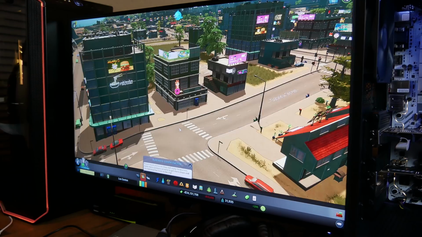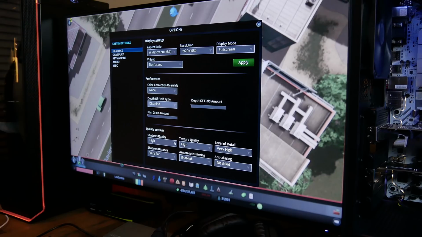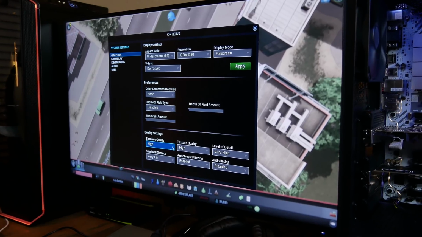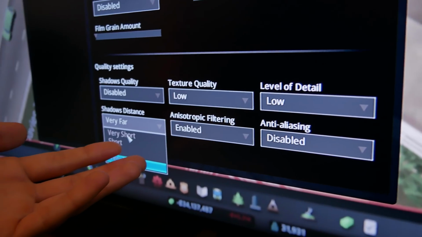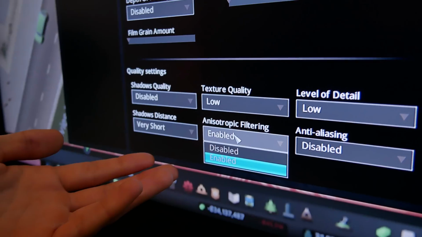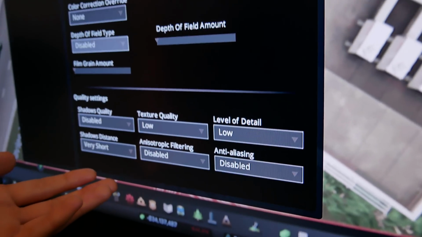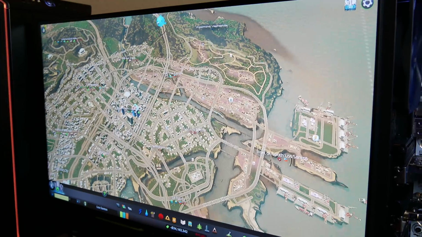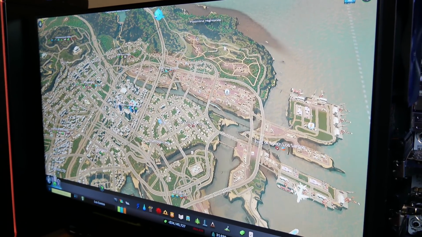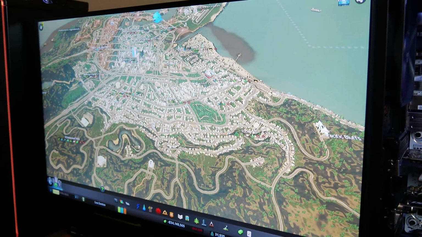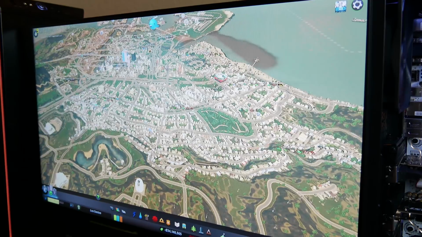3, 2, what are we at now? Sitting at a solid 3. Okay, so everything was set to high. So like I said, that's probably why it refused to run. Shadow distance, very short. Anisotropic filtering off. Anti-aliasing already disabled. And everything else is looking good. We're looking at 9 FPS. This is never gonna work. Those buildings look so pixely right now.